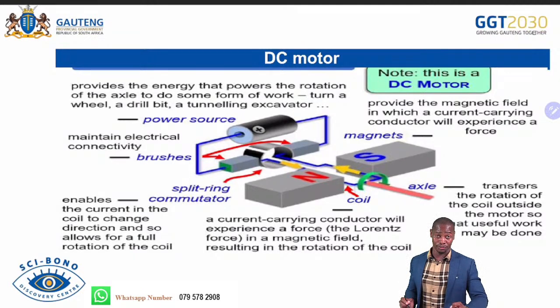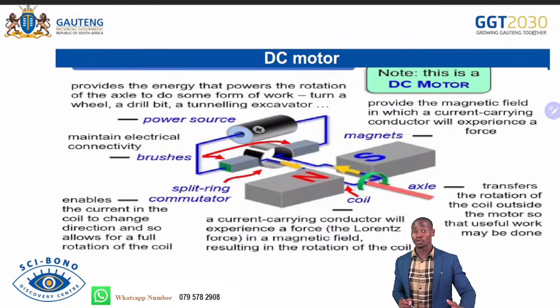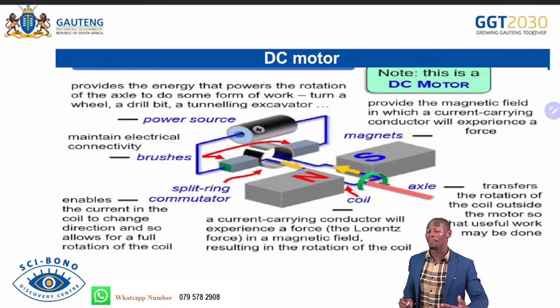Will be produced, right? So this coil actually will experience what? A force because of those two magnetic fields. Then if it experiences a force, then it will either move up or down. So then the coil will start to rotate. So that is actually motor effect.